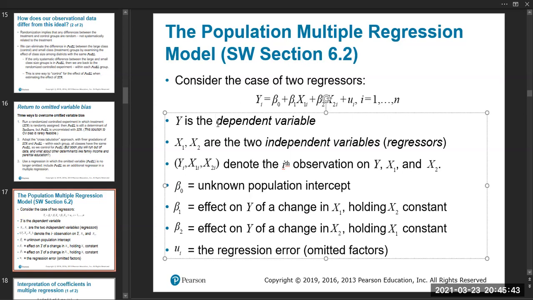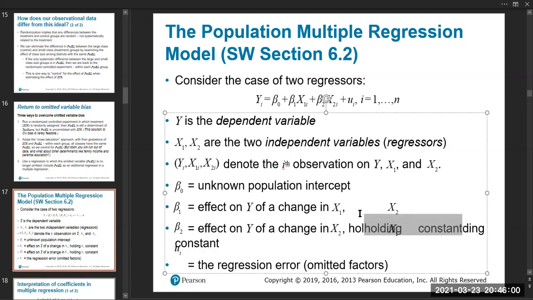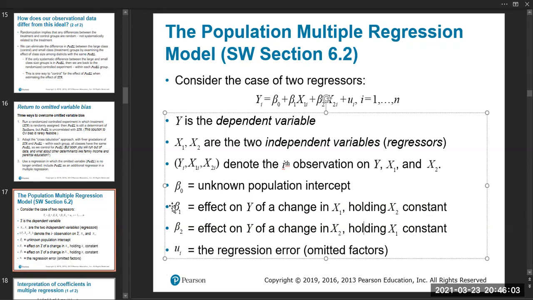So the graph disappeared. You just think of beta 1 and beta 2 as the effect on y of a change in x, okay? And here's something important: holding the other variable constant. So beta 1 is the effect of a one unit change in x1 on y, holding the other x, which is x2, constant. While beta 2 is the effect of a one unit change in x2 on y, holding x1 constant.